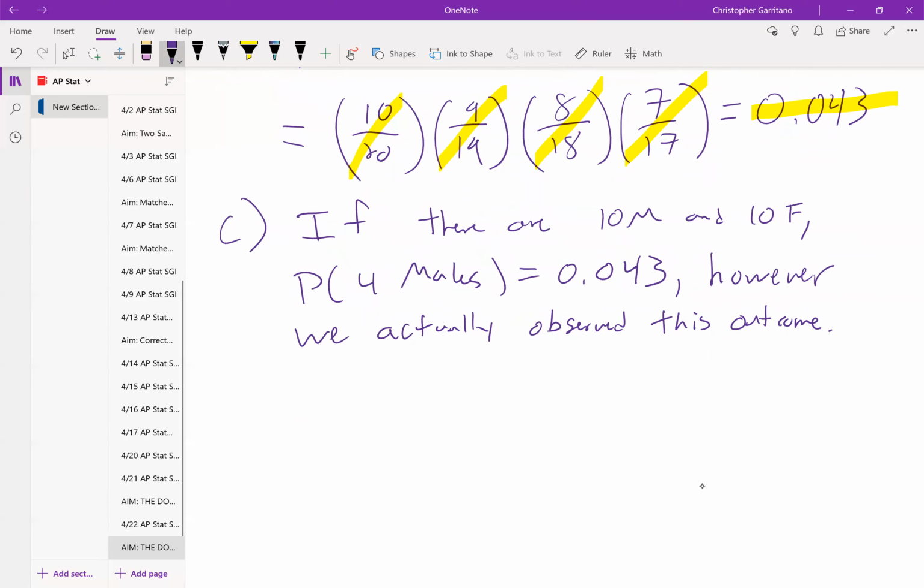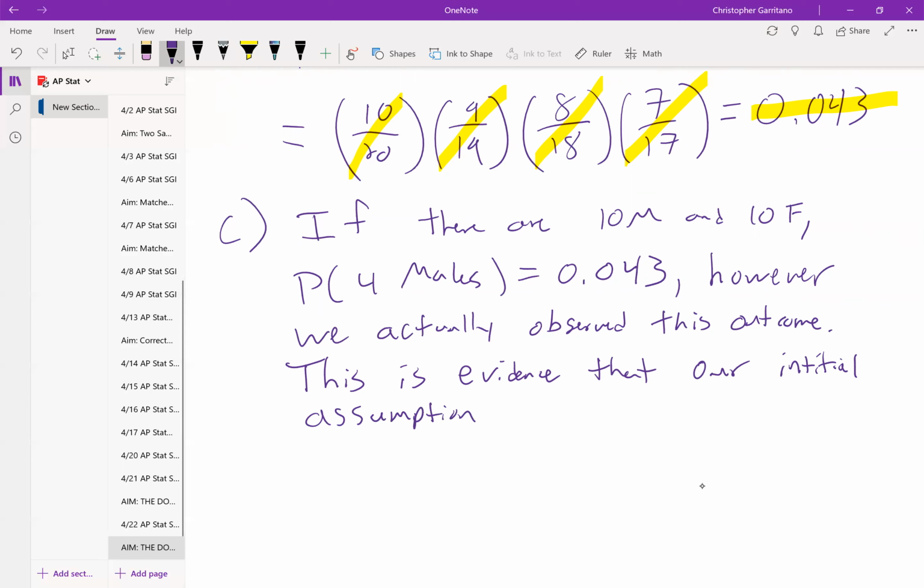So we would say, this is evidence that our initial assumption is incorrect. Okay. Again, the logic is, if there were 10 males and 10 females, then the probability of 4 males is less than 5%. However, we actually observed that outcome, right? That in reality, this supposed 5% probability outcome actually occurred. Now, did we get lucky, or was our initial assumption incorrect? And we don't really know for sure unless we go ahead and test all 20 femurs, but we use this as evidence that our initial assumption is incorrect. All right, that's how we interpret these results.